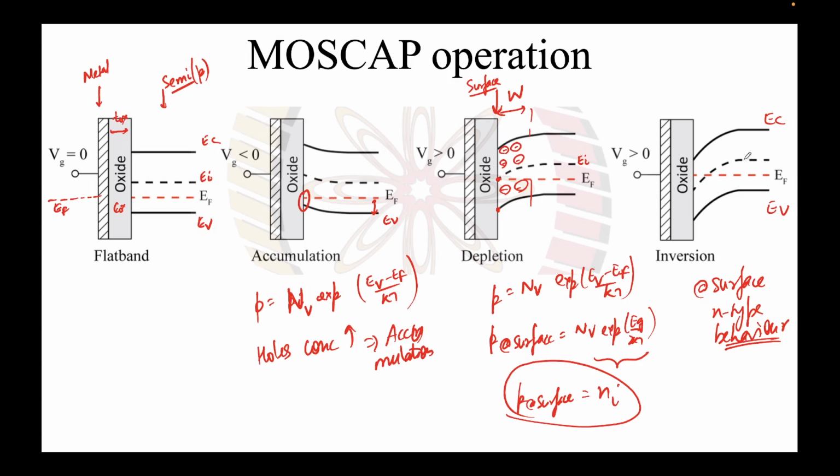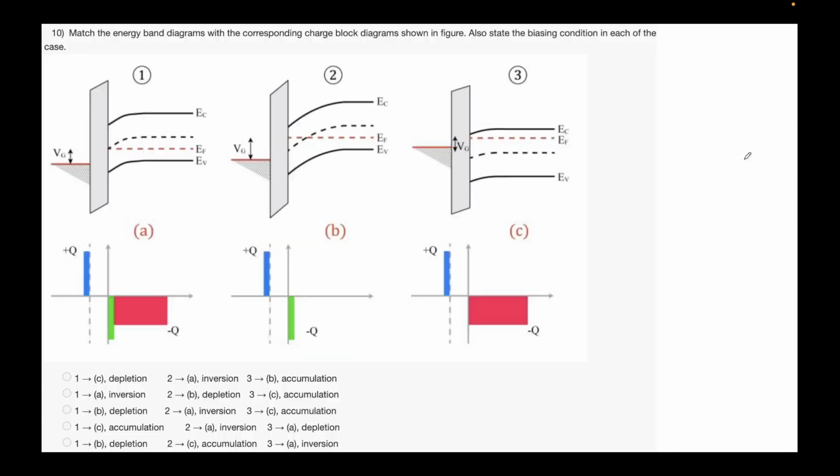And this is the complete basics of a MOSCAP. All the problems and all the phenomena can be solved or explained if you understand this. All right, and we are going to do that. So just some very basic warm-up problems I have here. We have to match the band diagrams that are given with the charge distribution. All right, so let's just start with the first one.